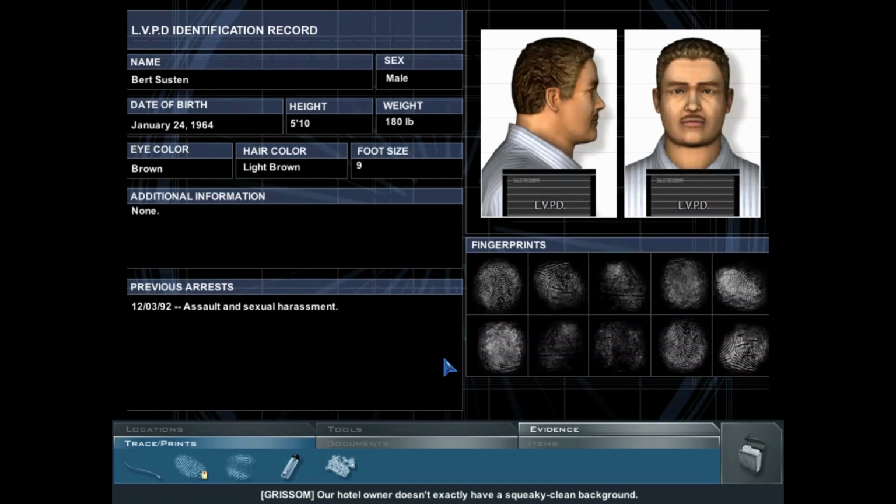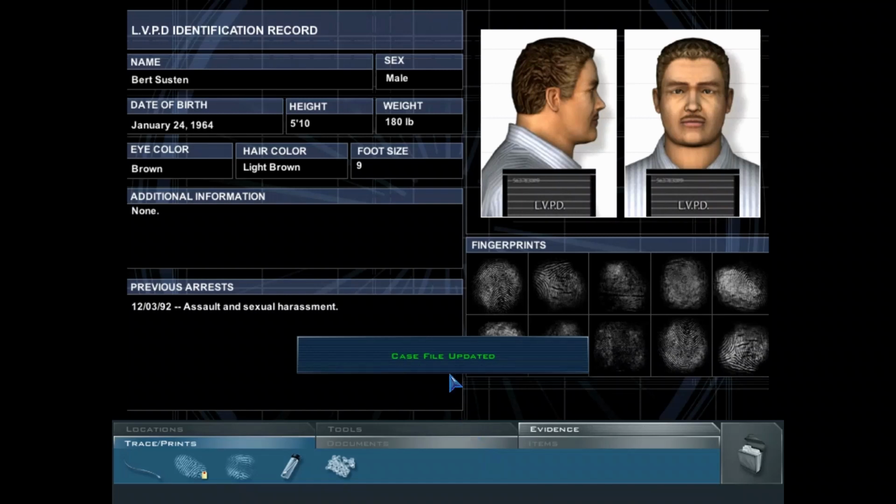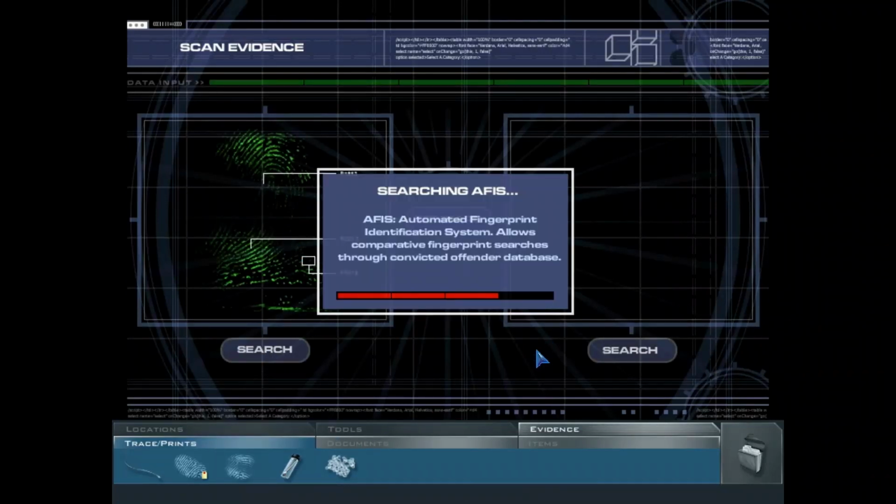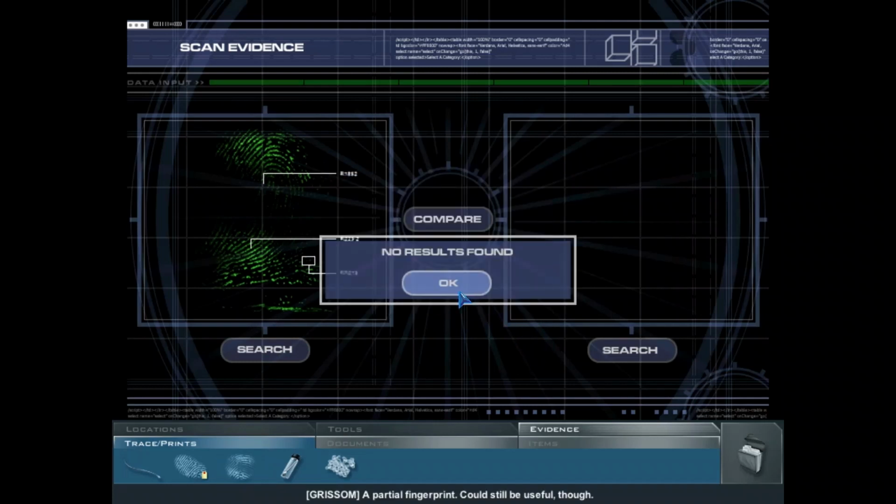Our hotel owner doesn't exactly have a squeaky clean background, although 10 years can change a person. A partial fingerprint. Could still be useful, though. We need to compare it to a full print to establish a match.